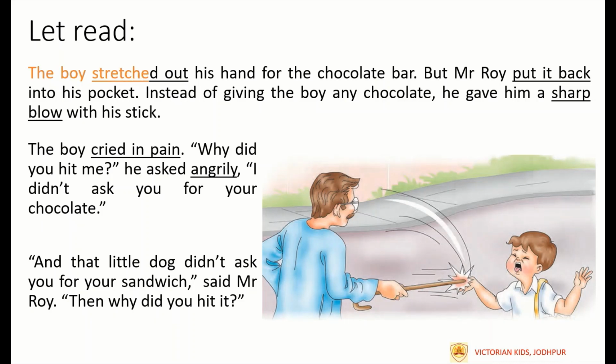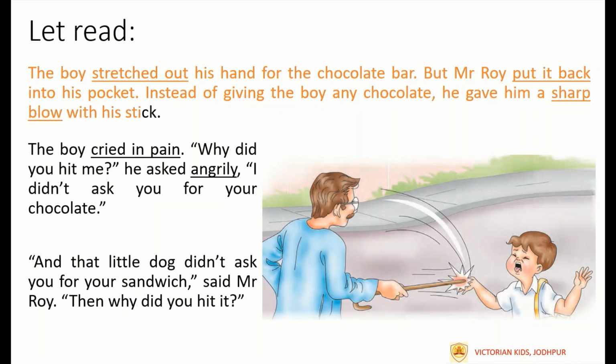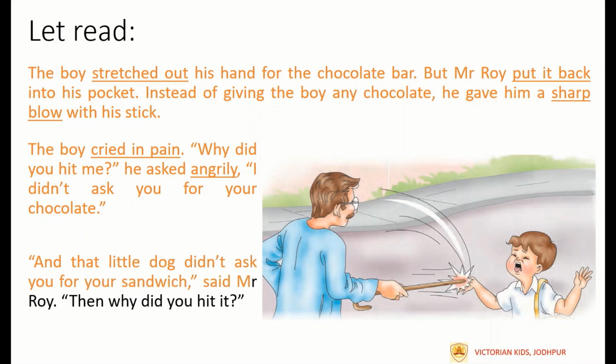The boy stretched out his hand for the chocolate bar, but Mr. Roy put it back into his pocket. Instead of giving the boy any chocolate, he gave him a sharp blow with his stick. The boy yelped in pain. "Why did you hit me?" he asked angrily. "I didn't ask you for your chocolate." "And that little dog didn't ask you for your sandwich," said Mr. Roy. "Then why did you hit it?"